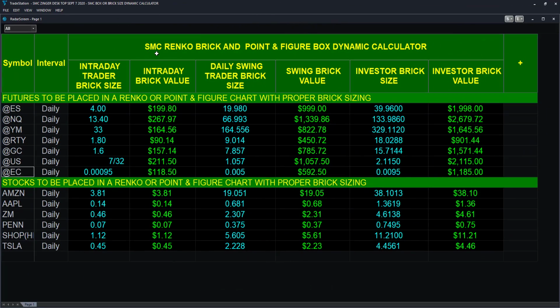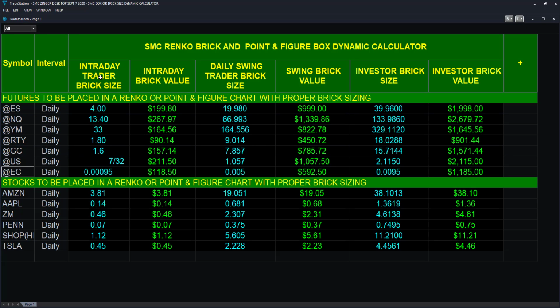Okay, this is SMC, for Stockmarketcaddie: the Renko brick and point and figure box dynamic calculator. Here you can simply plug in the ES contract, and it will tell us the interval. The interval doesn't really apply to us, but we need to have an interval, so it needs to calculate off of something.